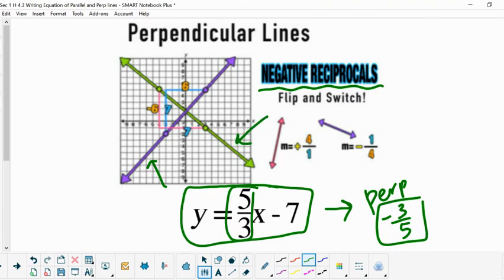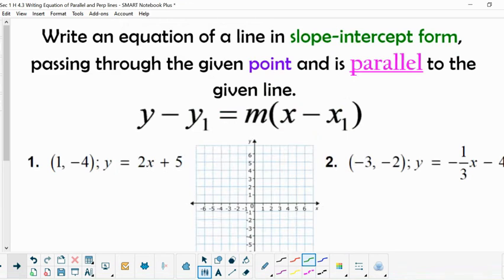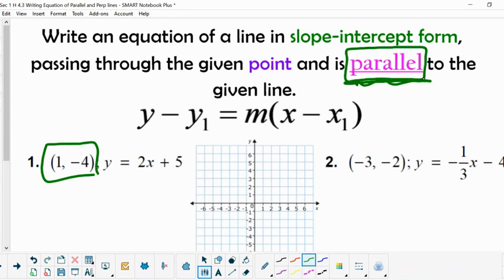Okay, so this is what you're going to be given. You're going to be asked to write the equation in slope-intercept form that's passing through a given point. So here's our point, but it's parallel to this guy. So you've got to pay attention when you box that out. You've got to pay attention if you're parallel or perpendicular because it's going to make a difference on the slope you use.